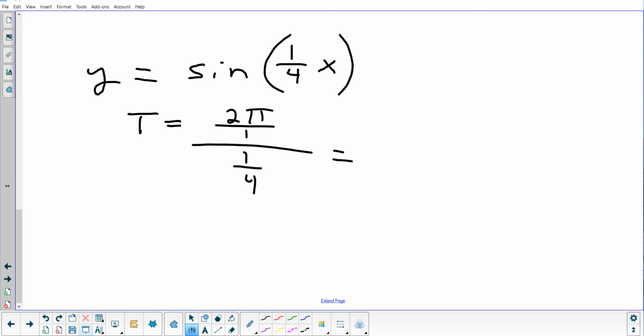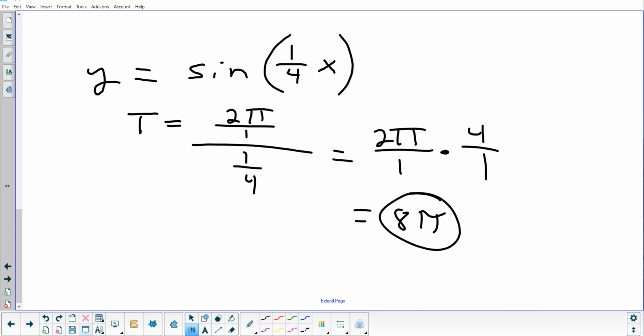Common denominator. That's when you're adding or subtracting. So you don't need a common denominator to divide. But you do for adding and subtracting, and we did that on Monday. How do you divide? Yeah, you keep the top the same, and you multiply by the reciprocal of the bottom. What is the reciprocal of 1 over 4? 4 over 1. And if I multiply 2 pi by 4 over 1, what do I get? 8 pi.